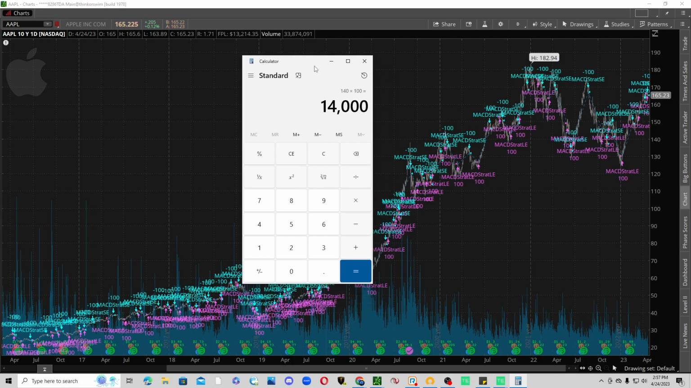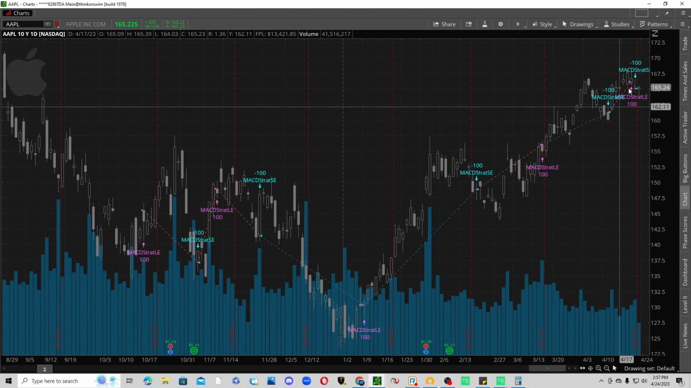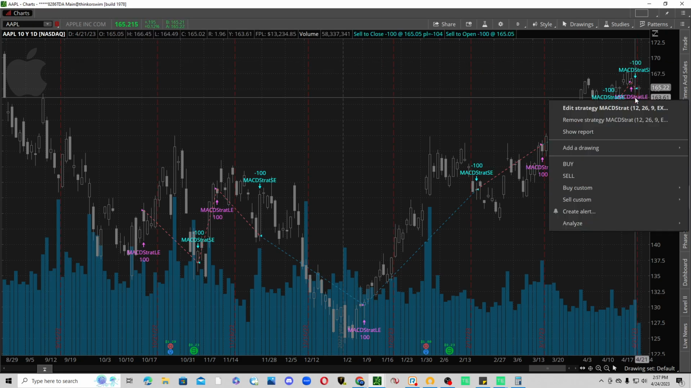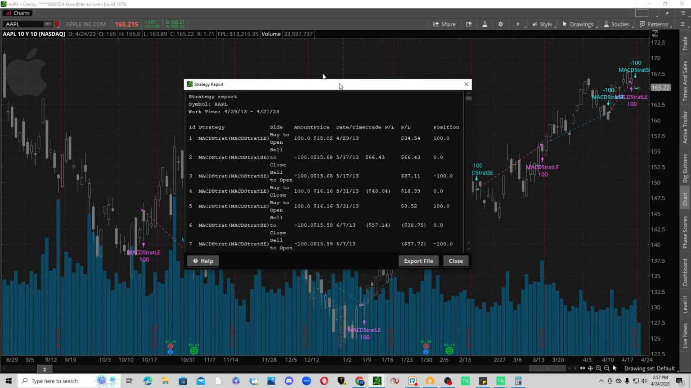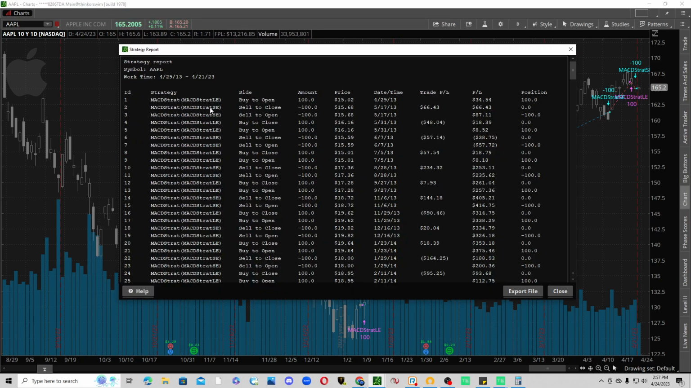But let's analyze the strategy. How do you do that? All I have to do is right click on the strategy itself where you see this text, and I say show report. Once I click show report, this report shows me the results for every transaction generated by this strategy, starting from the first, which was generated on 4/29/2013. Of course, this is a back test, so it didn't actually happen in 2013. Just doing a historical test.